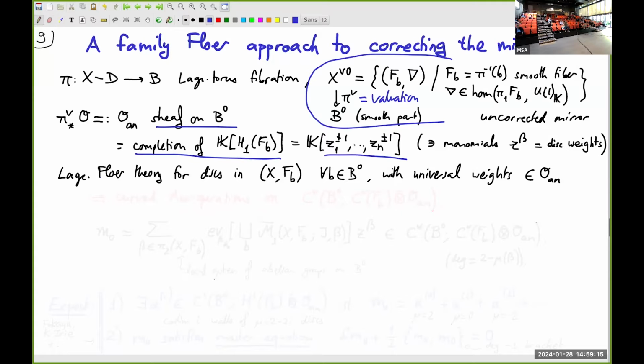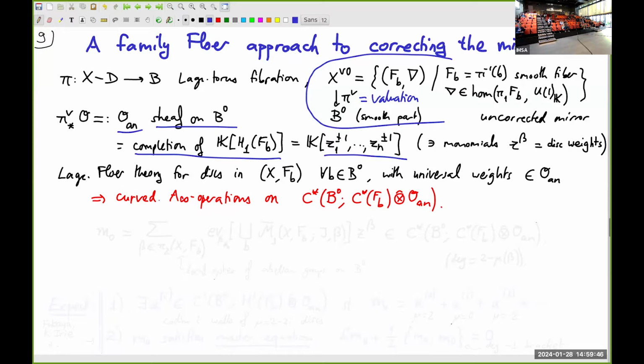So now we want to do simultaneously Lagrangian Floer theory for disks in X with boundary in any fiber in the family of fibers of pi, again just the smooth ones, with weights that will now be in this sheaf O_N. That's a stupid name, but if you leave me alone with a terminology problem, I find a stupid name. Whatever.